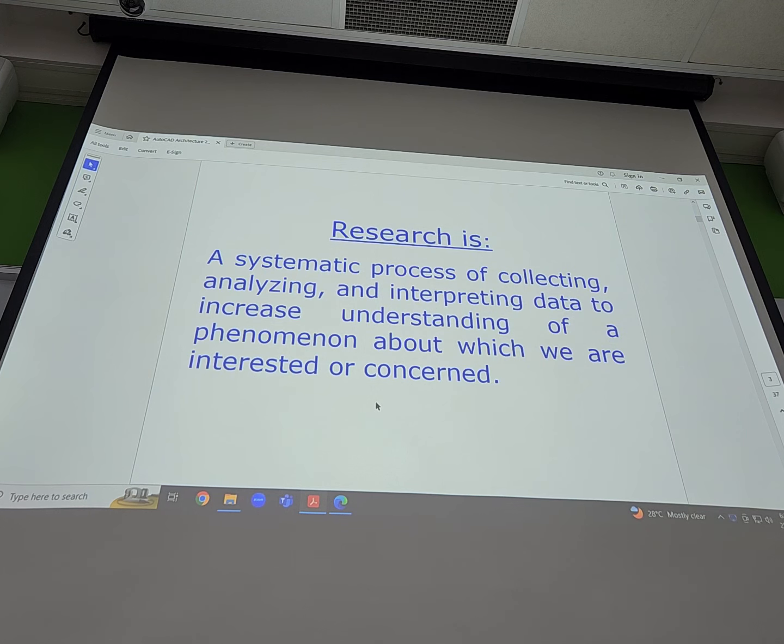So what research is, we need to see here that it is a systematic process of collecting, analyzing, interpreting data to increase understanding of a phenomenon about which we are interested or concerned. So this phenomenon is the problem. You need to identify a problem. Then you try to solve the problem systematically, applying all the engineering tools and techniques. So that is research.